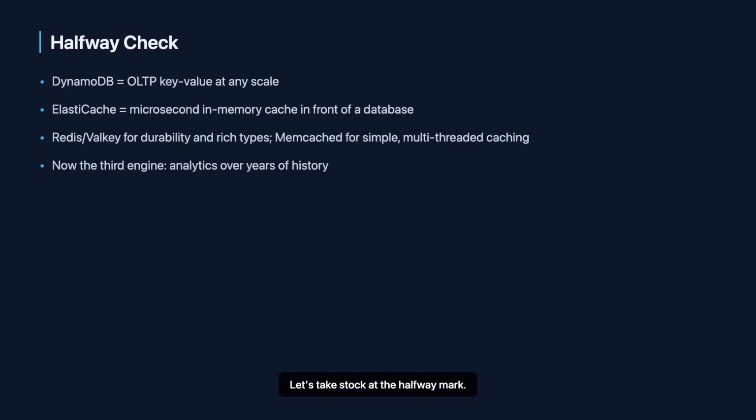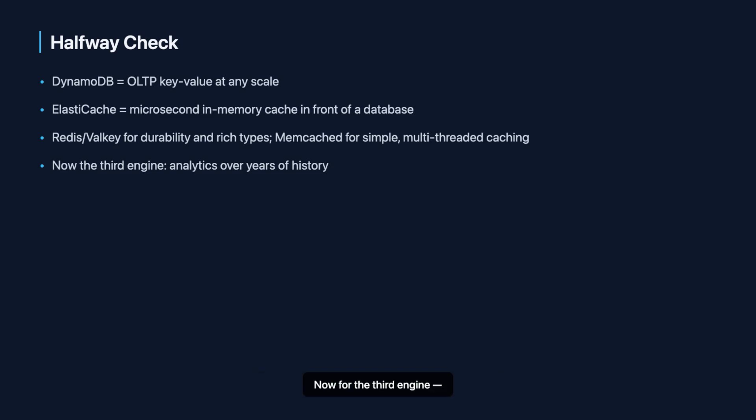Let's take stock at the halfway mark. DynamoDB is your transactional key value store at any scale. ElastiCache is the microsecond in-memory cache sitting in front of a database. Within ElastiCache, you reach for Redis or Valkey when you need durability, replication, or rich data types, and memcached when you just want simple, multi-threaded caching. That covers running the app and making it fast.